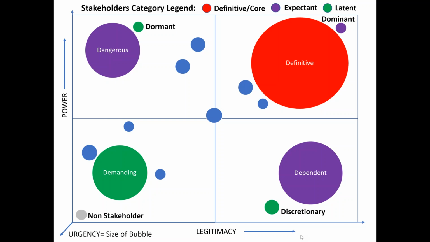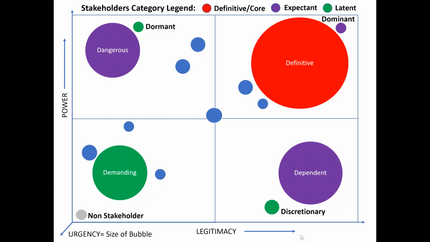How are they placed? You can see the biggest bubble on quadrant 2, the top right quadrant. This biggest bubble is due to the highest urgency, and this quadrant itself shows highest power and highest legitimacy. So everything high: definitive. These are the core stakeholders. This specific group of stakeholders would be called definitive.